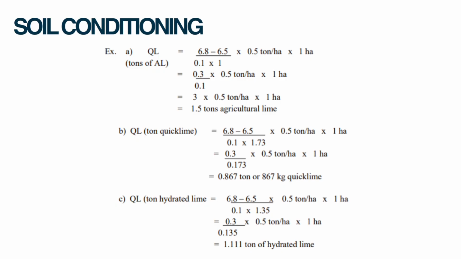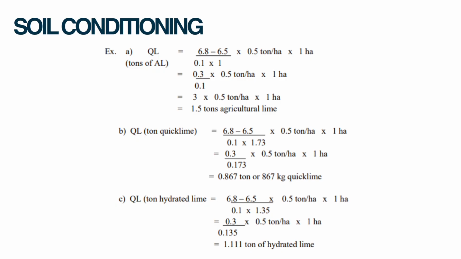So for each type of lime, there is a different neutralizing value, or NVL, because each material differs in its chemical strength in neutralizing acidity. Agricultural lime has an NVL of 1.0, quicklime has an NVL of 1.73, and hydrated lime has an NVL of 1.35. Once we already have the desired pH, the actual pH, and the area of the pond, we substitute those values into the formula.